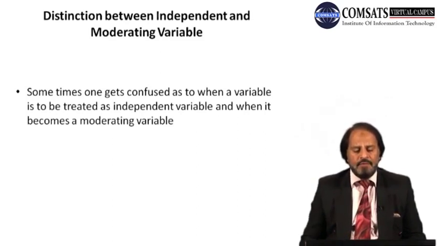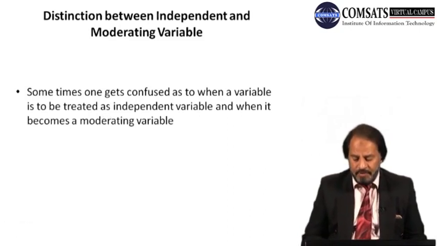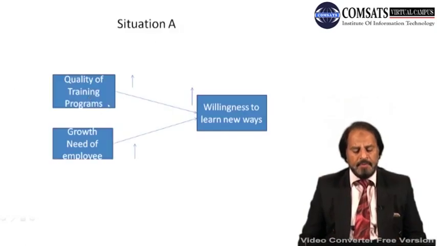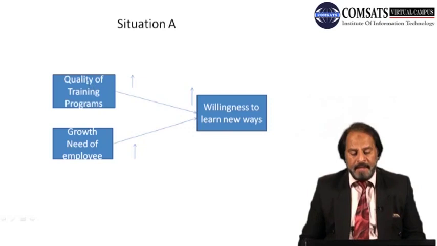Now, a lot of students tend to confuse the independent variable with the moderating variable. We want to make sure that the independent variable and the dependent variable are treated separately. As we said, the independent variable is a variable which will influence the dependent variable: if there is a change in the independent variable, it will influence the change in the dependent variable.